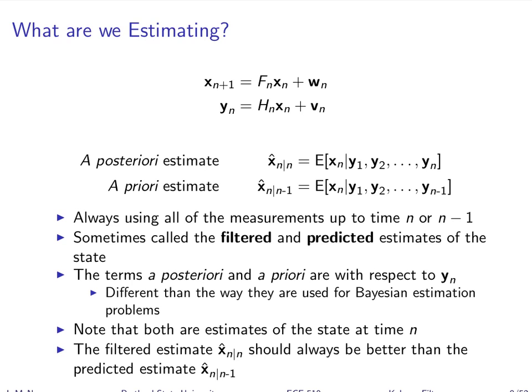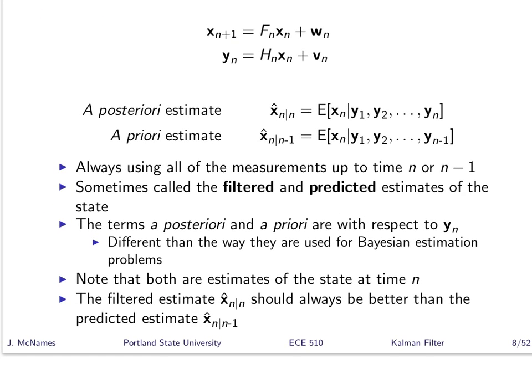Do you call both of them the filtered estimate? I'm sorry, it's getting late, isn't it? So this one's predicted, this one's filtered. Filtered and predicted. I'm sorry if I misspoke. And both of these are estimates of the state at the same time, at time n. It's just what they're conditioned on that is different.